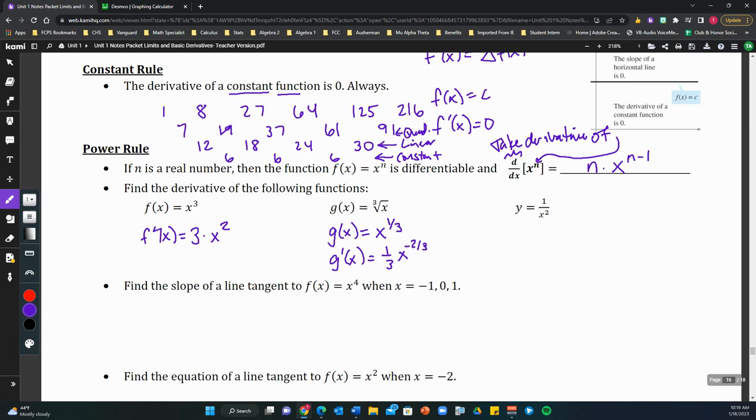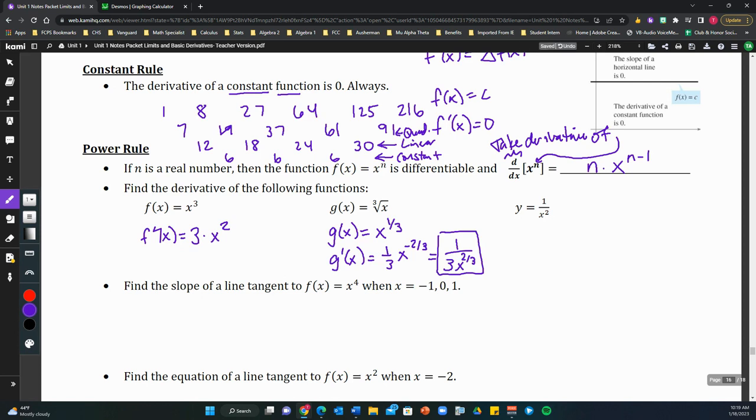So all that means is to write our answer in the final form, we just have to get rid of the negative exponents. Remember, to get rid of a negative exponent, that negative sign is telling you that that factor actually belongs in the denominator of a fraction. So this is actually going to be 1/3 x to the 2/3. That is the derivative of the cube root of x.